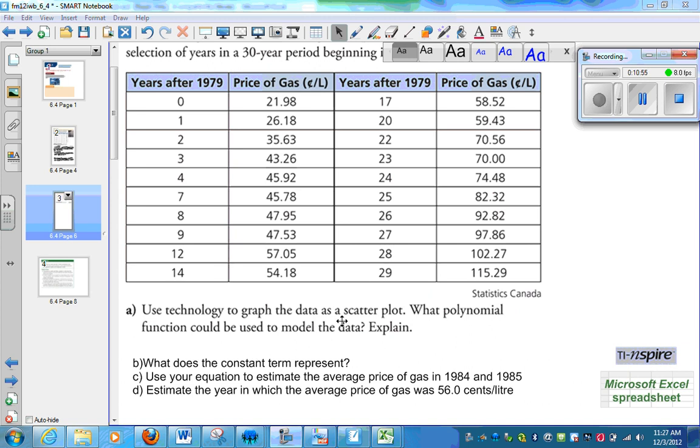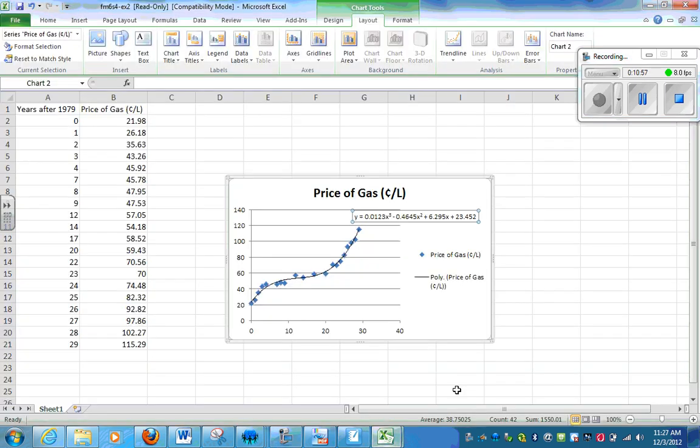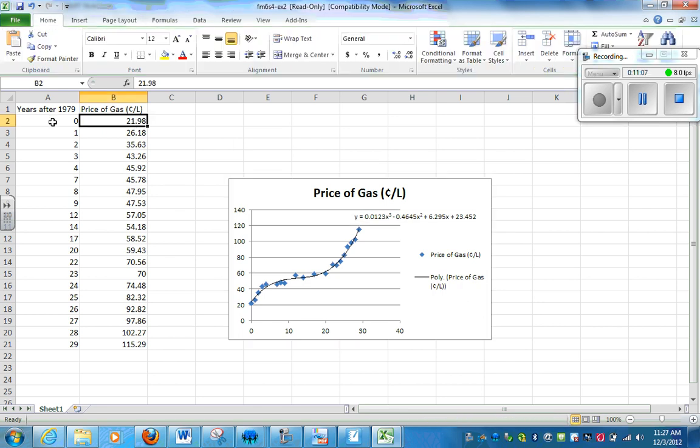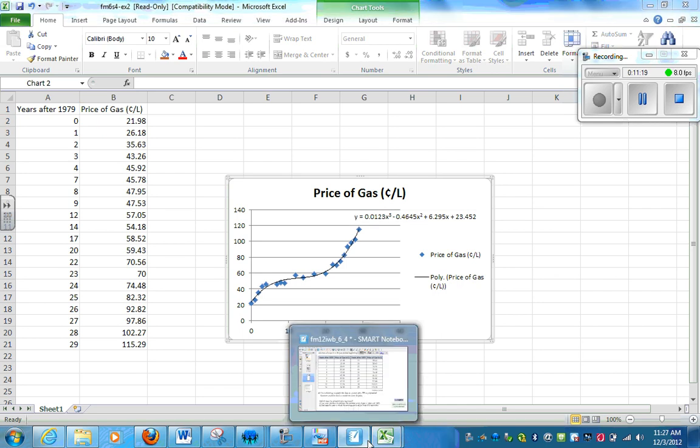So what does the constant term represent? Let's look at our graph, and the constant term is 23.452. If you notice, that's really close to the point 0. This is, again, an estimation, but it does represent the price at time 0 or year 0. It's close to that. Okay?